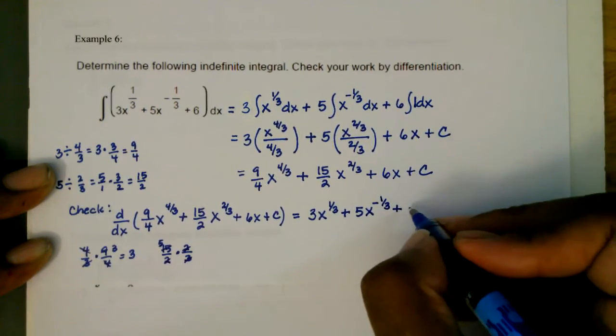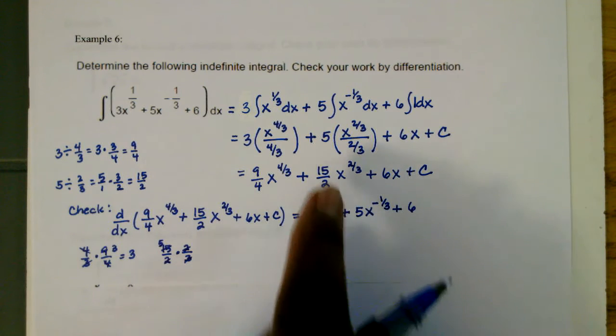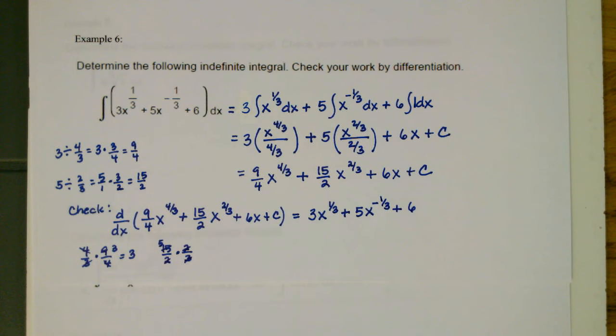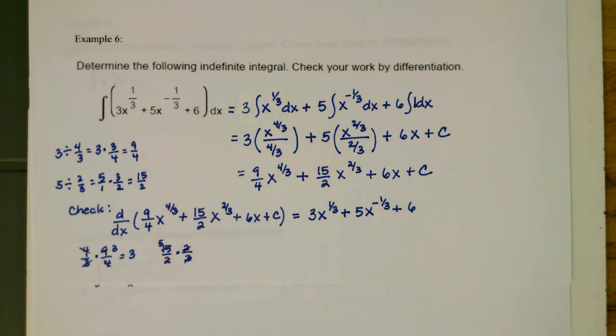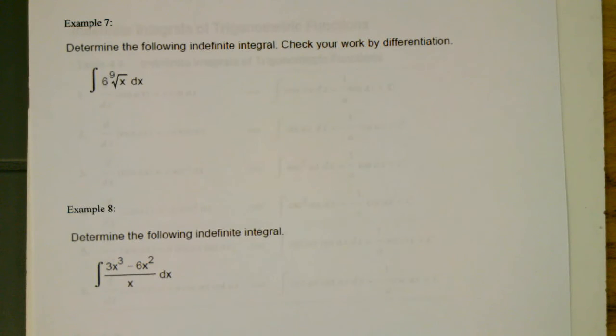Plus the derivative of 6x is 6. The derivative of a constant is 0. So this should be the same as that integrand that I started off with: 3x to the 1/3 plus 5x to the negative 1/3 plus 6. So that means I did this integral correctly. All right, let's look at the next example on the next page.